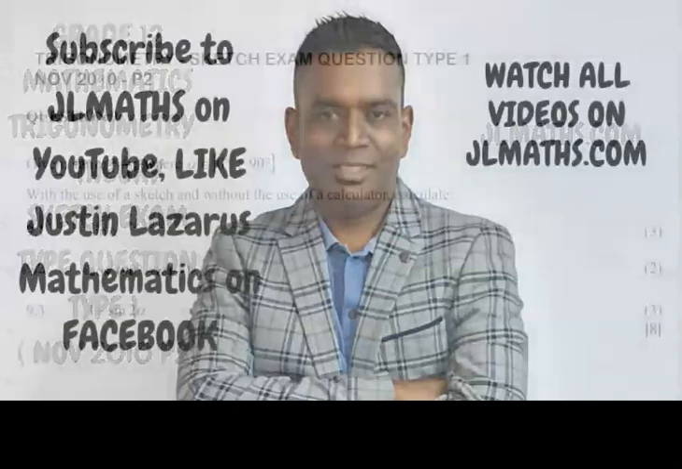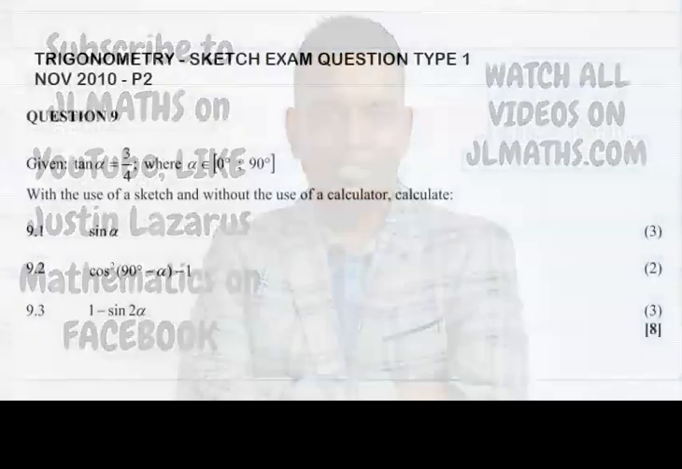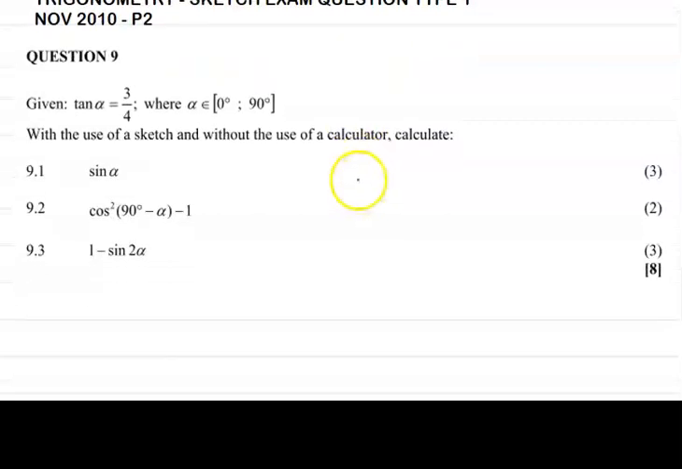Today we're going to be looking at trigonometry, theory and a sketch exam type question. Now I call this a type 1 question and it's from the November 2010 paper 2. A type 1 theory question dealing with sketches involves us knowing our unit circle, the Cartesian plane and our formulas. So let's read the question and go over it.